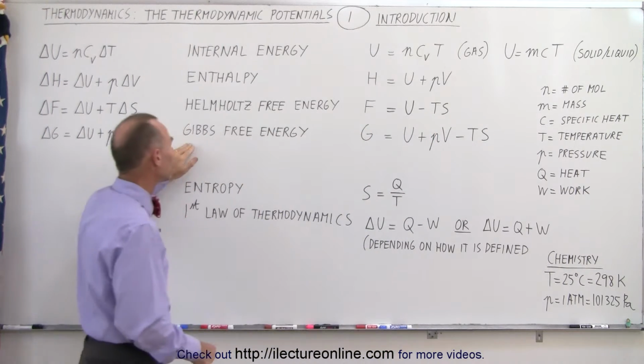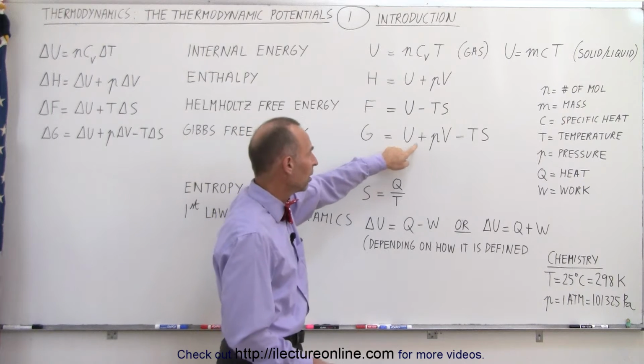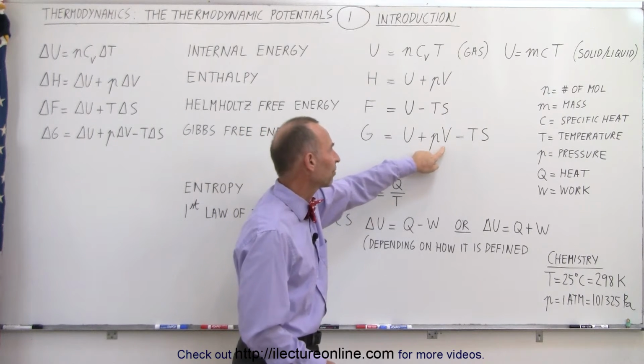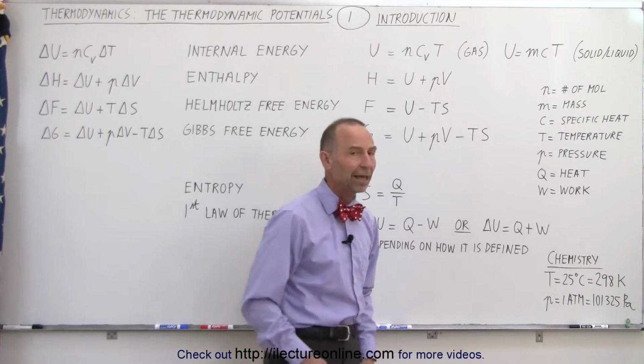And finally, the Gibbs free energy is defined as the sum of U, the internal energy, plus P times V, the pressure times the volume, minus T times S, which is the temperature times entropy.